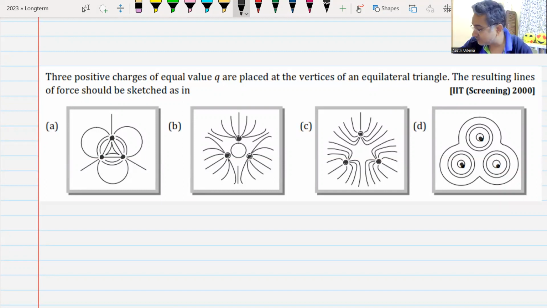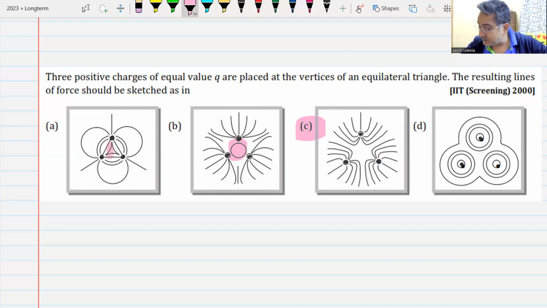And the answer is option C, sir, because electric field line cannot be in a closed loop. Here it was a closed loop. It is not possible. Electric field lines are always in open loops. They cannot be in closed loops.